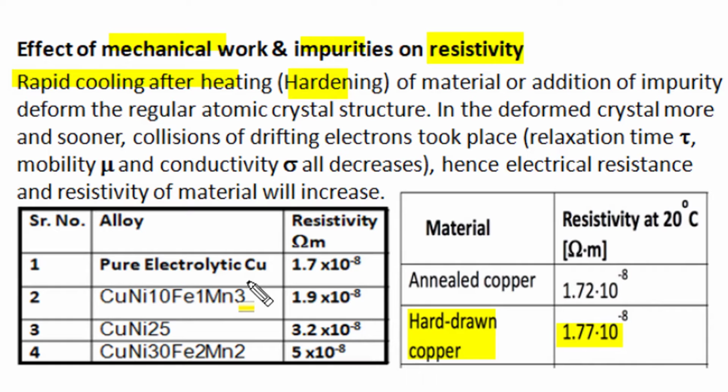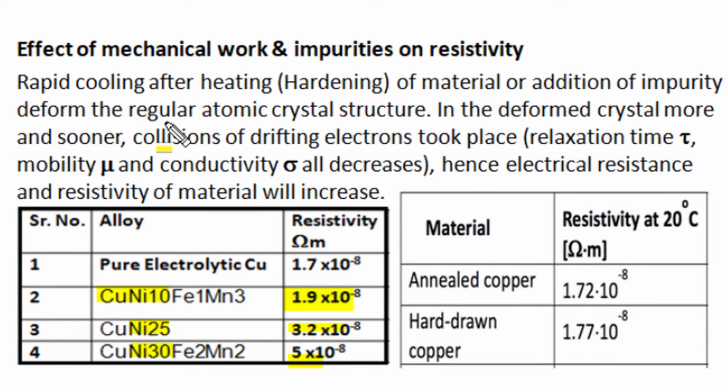Similarly, the addition of impurity will increase resistivity of material. Pure electrolytic copper, which is 99.99% pure, has least amount of resistivity, roughly 1.7 into 10 to the power minus 8 ohm meter. When in a pure copper alloying is done with nickel 10%, then resistivity will increase by about 10-12%, and similarly when impurity nickel amount is increased to 25%, resistivity becomes almost double in comparison to pure copper, and further increase of impurity will further increase resistivity.